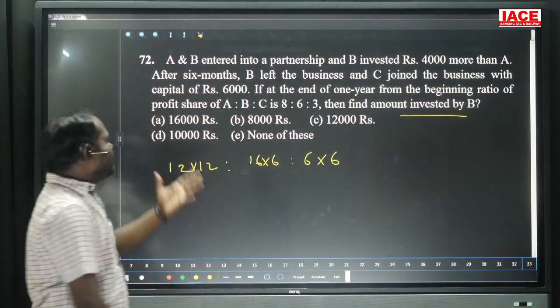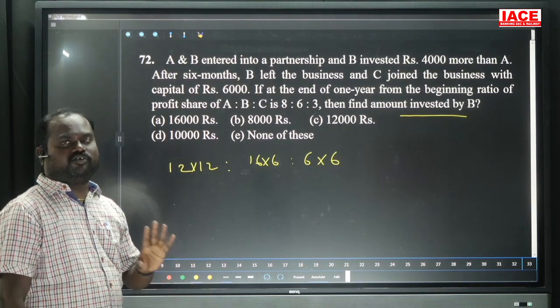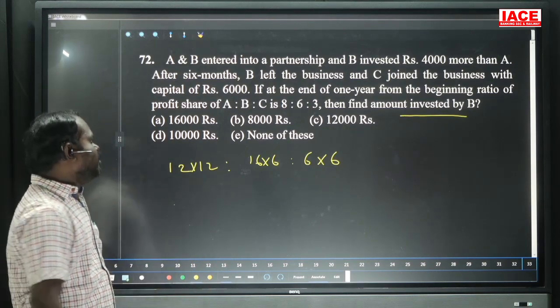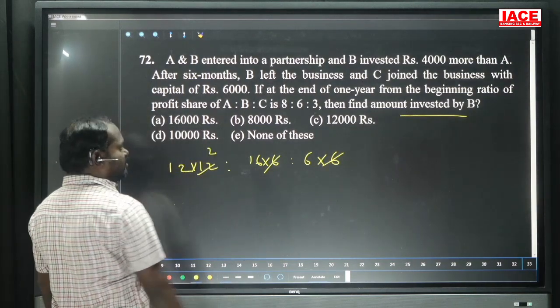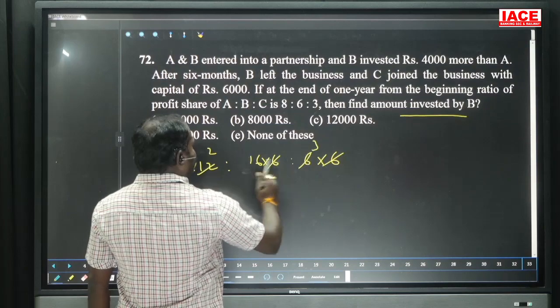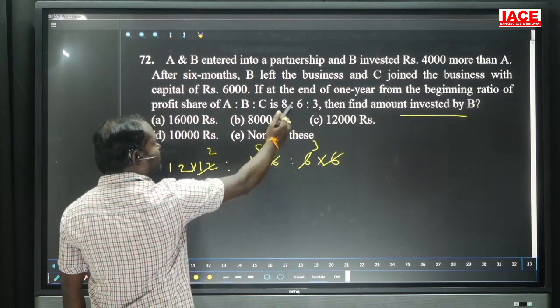Just check whether you are getting the ratio 8 is to 6 is to 3. If you are getting the ratio 8 to 6 to 3, fine, otherwise go for the next option. So if you observe, it is 6 anyway, 6 twos cancel, 2 threes, 2 eights. Here we are getting 3, okay, but here we are getting 8, but we are getting 6.